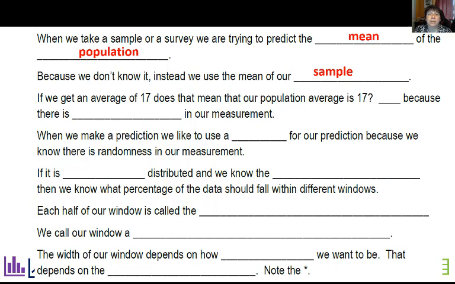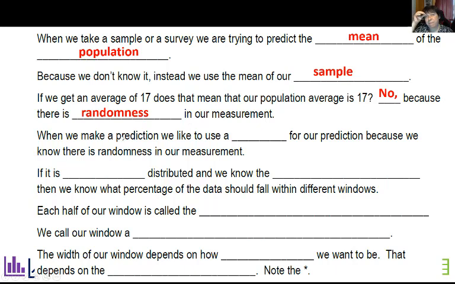For example, let's say I surveyed teachers here at high school and said, how far do you drive to get to work every day? And my sample average was 17. Does that mean all the teachers at the high school drive an average of 17 miles a day as a population? And no, that's not going to be the case because there's randomness and variability to our measurement.